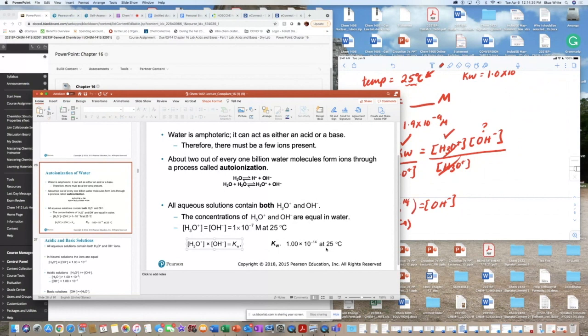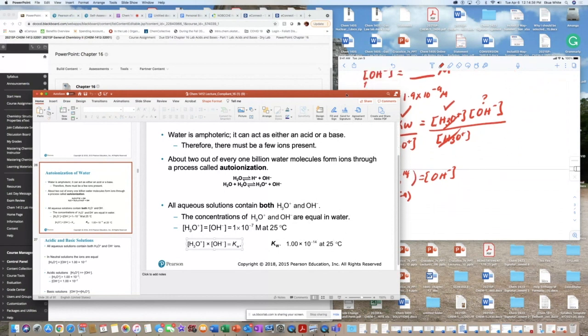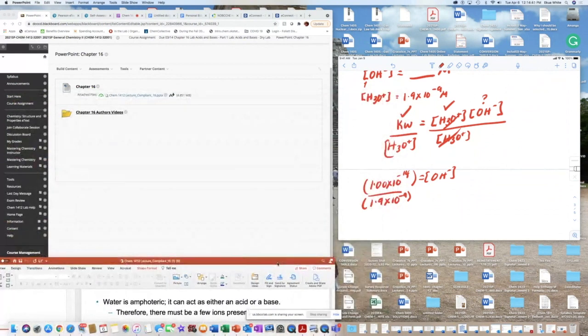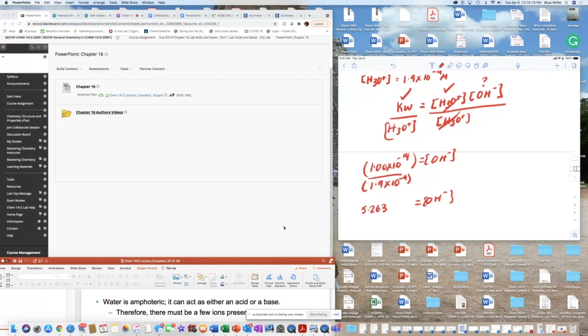Don't forget to use parentheses. Calculators could not care less about your parentheses, but when you use parentheses with scientific notation, the calculator interprets the number correctly. So open parentheses, 1 exponent negative 14 to the right, close parentheses, divide by, open parentheses, 1.9. Oh, I said 9 and I typed 8. 9 exponent negative 9 to the right, close parentheses. Let's see what I get. Okay, so for my OH minus, what I'm getting is 5.263.